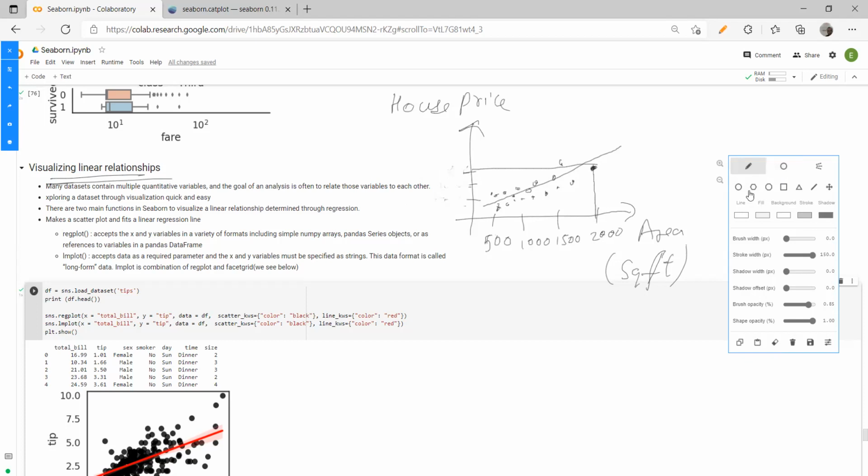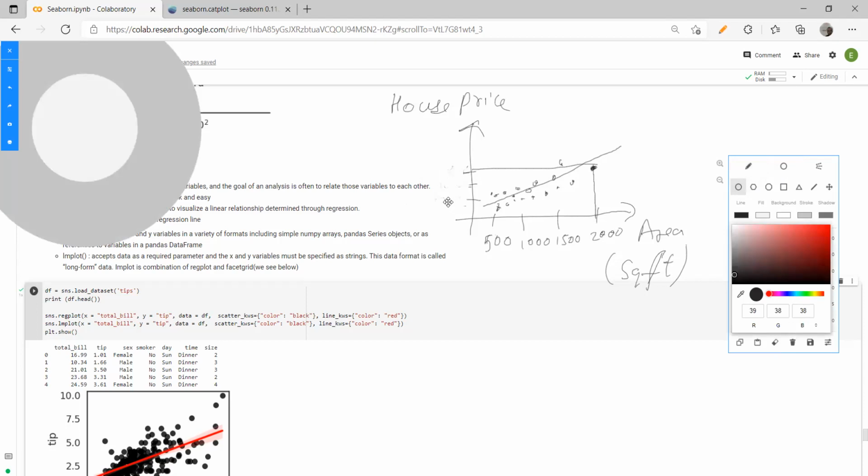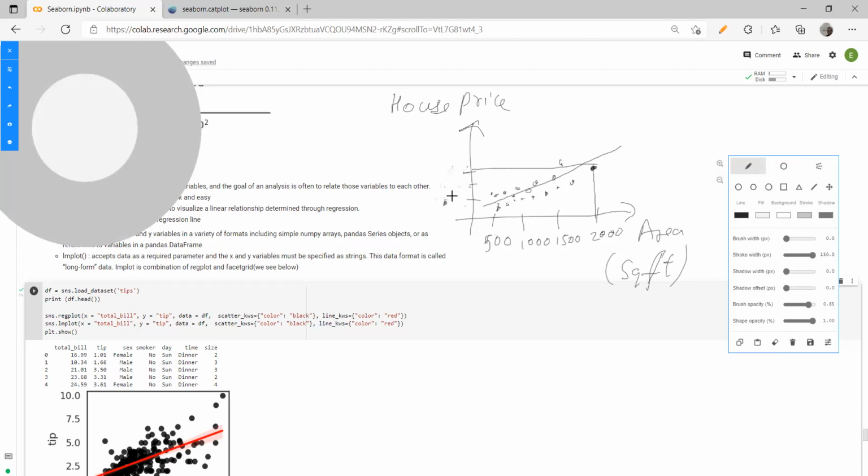So let's say this was 0.5 million, this was 1 million, this was 1.5 million, this was 2 million. This particular point says there is a house whose area is 2000 square feet and its cost is 1.5 million. This point says there is a house whose area is 1500 and its price is 0.7 million. So this is house price on the y-axis and area on the x-axis.